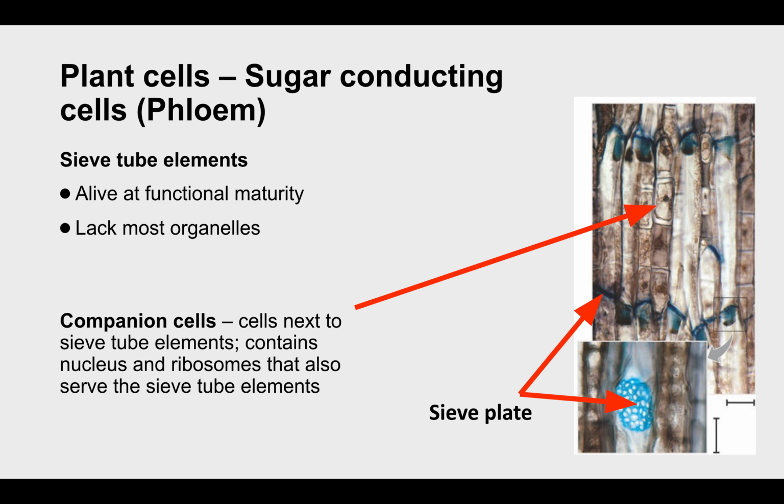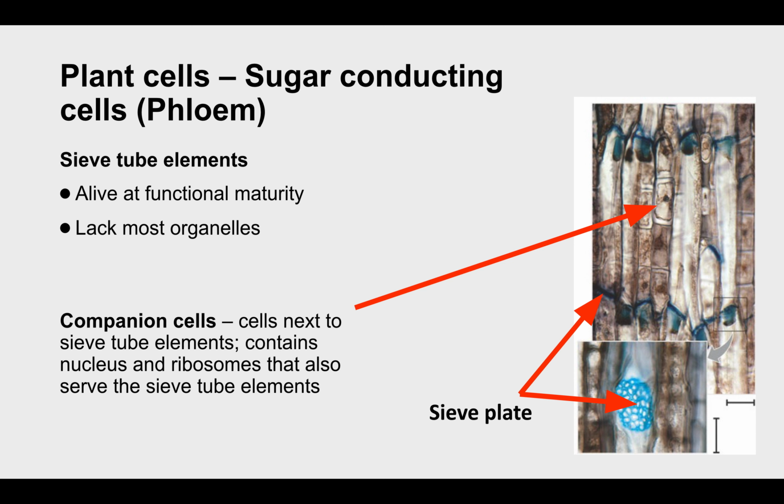They are these long cells that we see in our image over here. Right? They are actually alive at functional maturity. And you wouldn't think I would have to specify that, but xylem, which conducts a lot of the water, is actually dead at functional maturity. Right, so sieve tube elements, they are alive, but they lack most of their insides. So they lack most of the organelles.